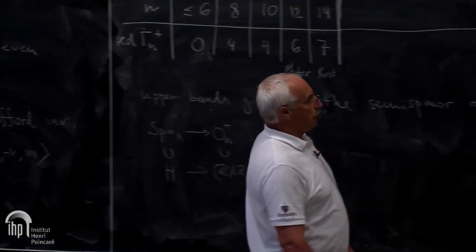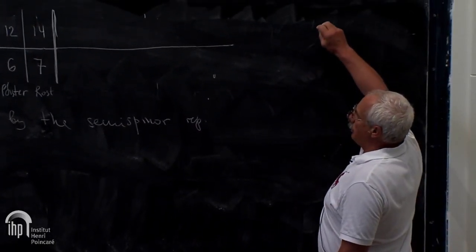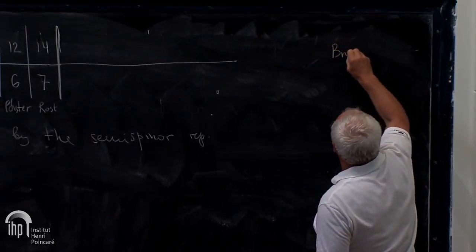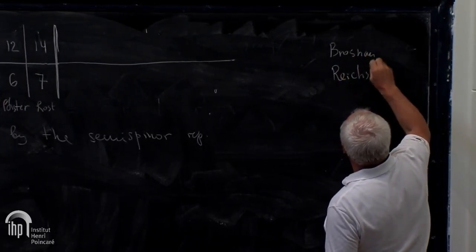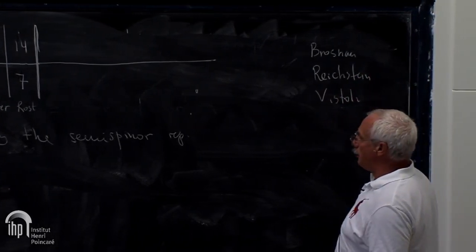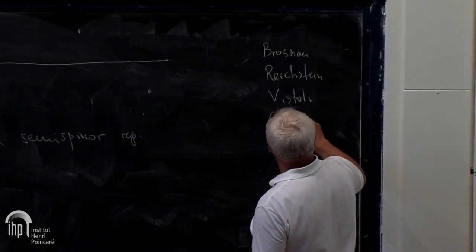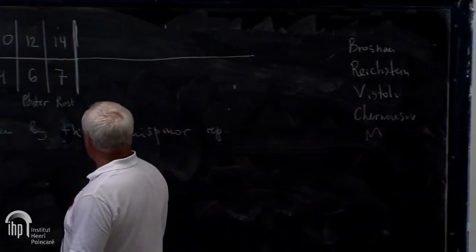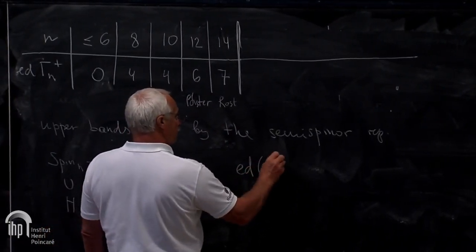Oh, by the way, I should give the names of the people who proved this. So that was done originally by Brosnan, Reichstein, Vistoli, in some cases, and finally it was completed by Chernousov and myself. So we now know the precise value of the essential dimension of Gamma_n plus for all n.